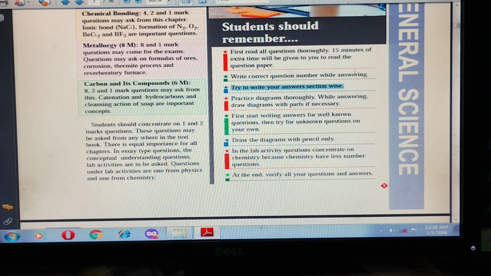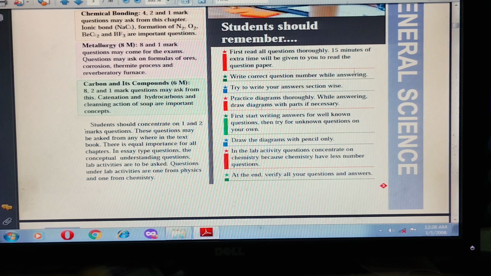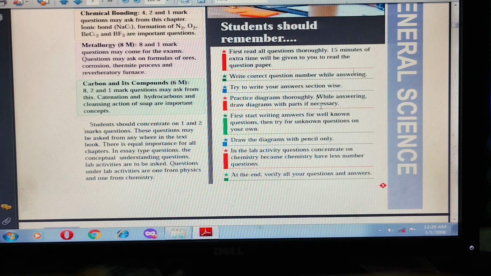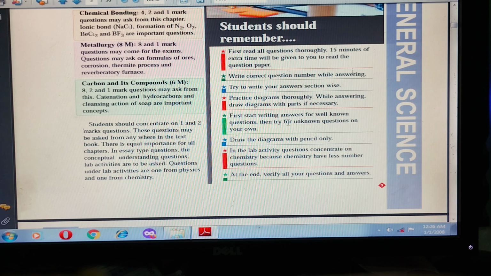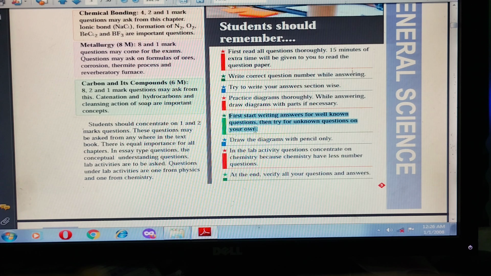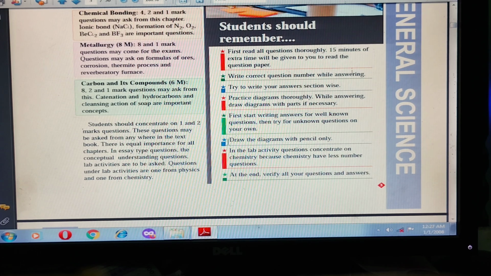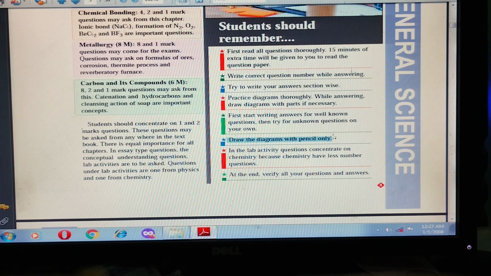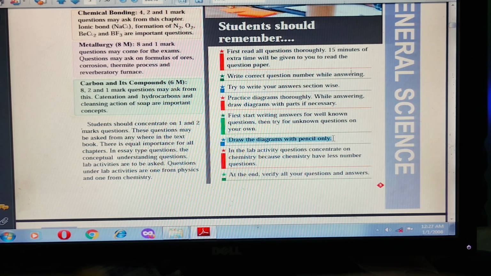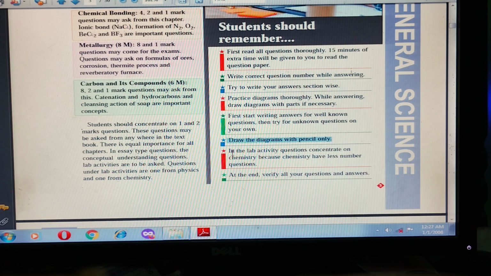Next, practice diagrams thoroughly. While answering, draw diagrams with parts, if parts are necessary. First, start writing answers for well-known questions, then try the unknown questions on your own. I already explained this in the previous video also. Next, draw the diagrams with pencil only. You should not use any color pens or normal pens. Draw the diagram with pencil only, and represent the parts also with pencil on the right-hand side by drawing lines with arrows. This is a very important point.